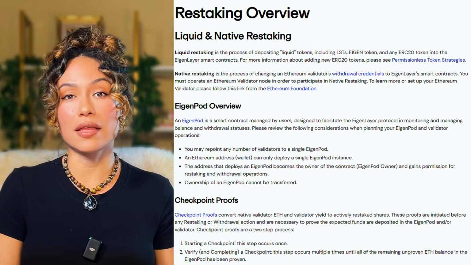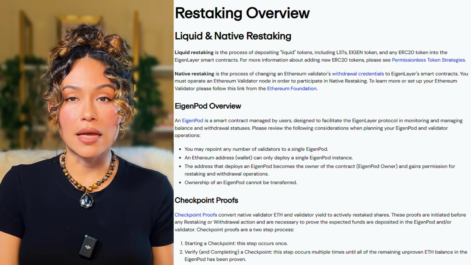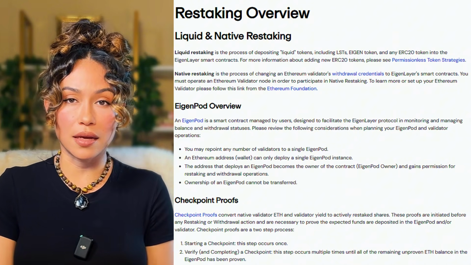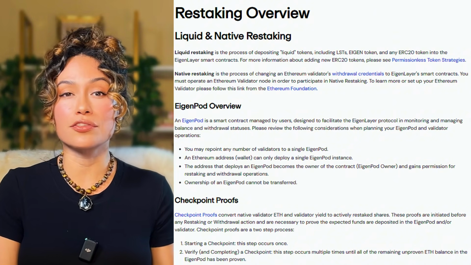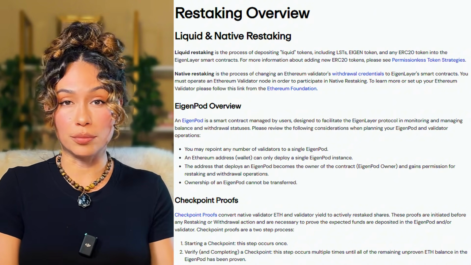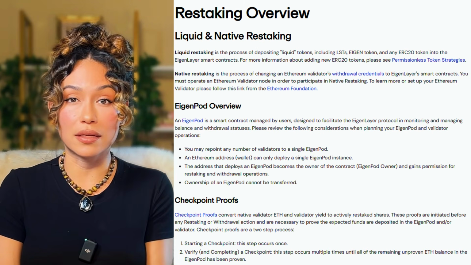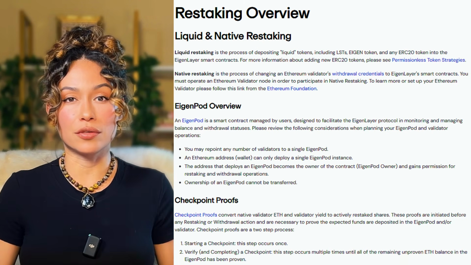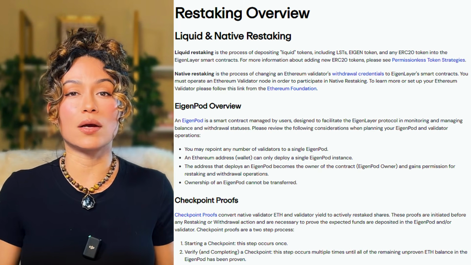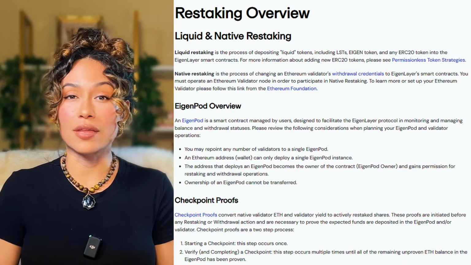Eigenlayer lets you take that already staked Ether and pledge it a second time, and this time to secure other services like oracles, bridges, or data availability layers. The same capital earns yield from 2 places at once is what this means. So that's the pitch. Now, the third layer, liquid restaking.